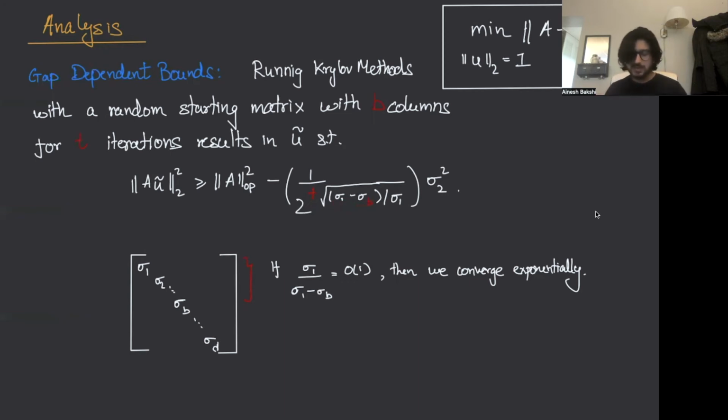So as we increase B, we can exploit gaps between larger and larger parts of the spectrum. Okay, so the corresponding picture to keep in mind here is the following. Let's say sigma 1 and sigma B differ by a fixed constant. Then what this gap-dependent lemma says is that the convergence as a function of t is exponential.